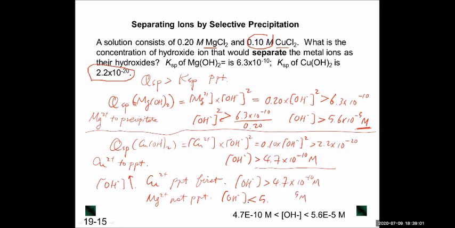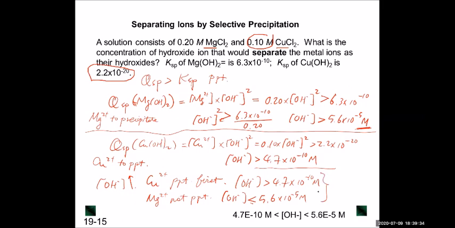Rigorously, we can make it equal. Equal means the solution is just saturated. It reaches equilibrium. When the hydroxide equals 5.6 times 10 to the negative 5, the solution is just saturated. It's ready to precipitate, but not yet, because it forms an equilibrium between the solid and the ions. So that's the consideration for the selective precipitation.